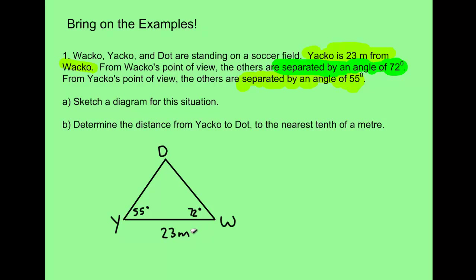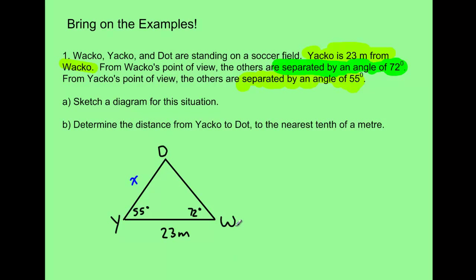So what's our question here? This is our sketch diagram. Question B says determine the distance from Yakko to Dot, or from Y to D. So that's what we're going to be looking for. Let's throw a big X on there. That's what I want, to the nearest tenth.